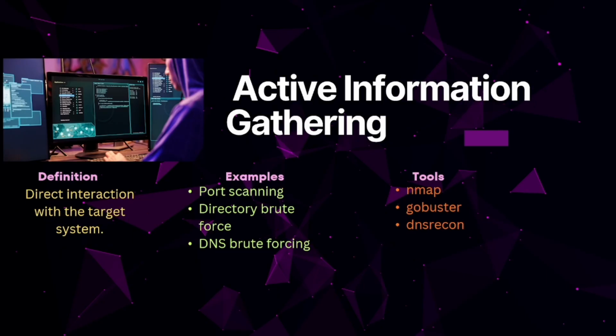to active information gathering. Active reconnaissance involves direct interaction with the target system. This includes sending network packets, scanning services, or brute forcing DNS records. While this provides more accurate information, it is also more visible and can be detected by security monitoring systems. This is why active recon must always be done within an authorized scope.